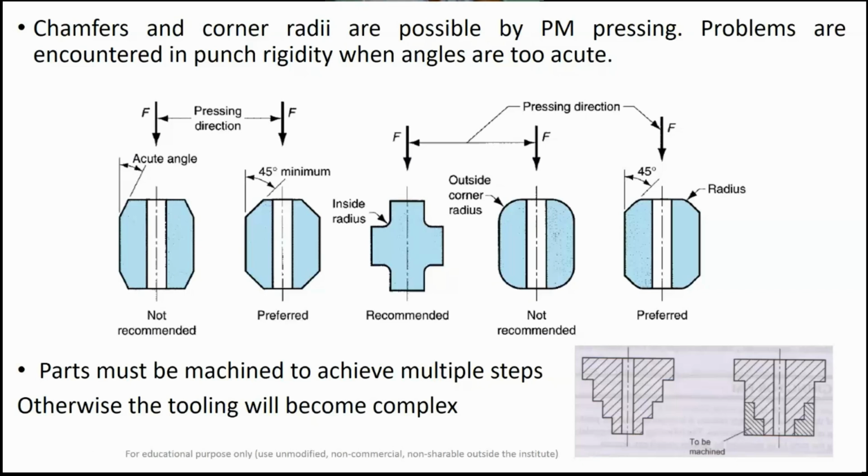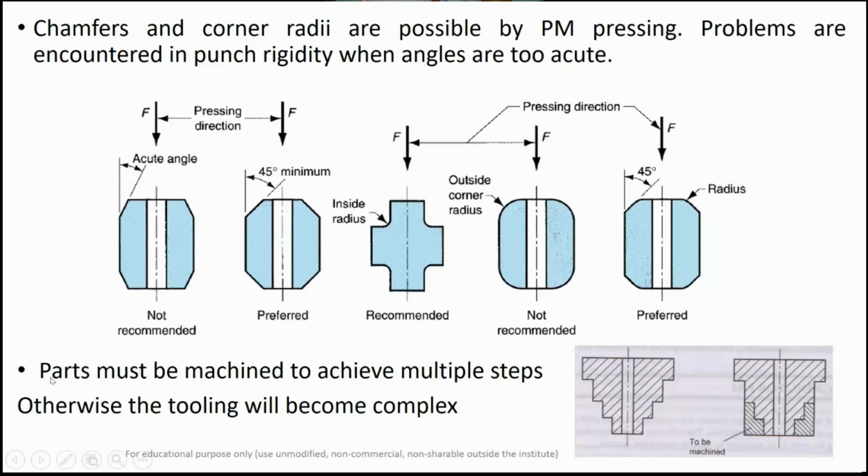Similarly, these types of radius are recommended, and this type of shape should also not be formed and selected in your part. If you have a very round corner, it will also lead to the sharpening of the edges of your punch, and it will lose its rigidity, and it will fail over a longer duration. So this type of small radius and a fillet of 45 degrees is preferred.